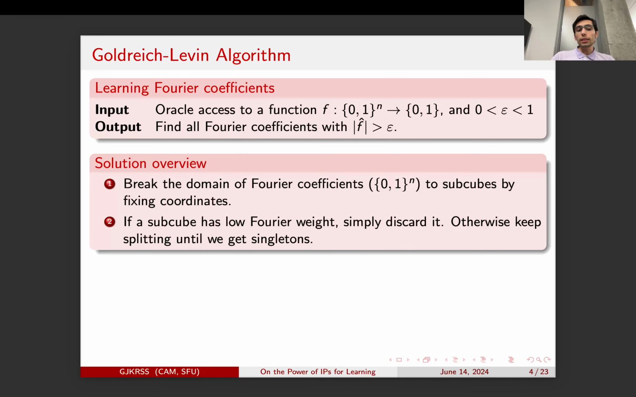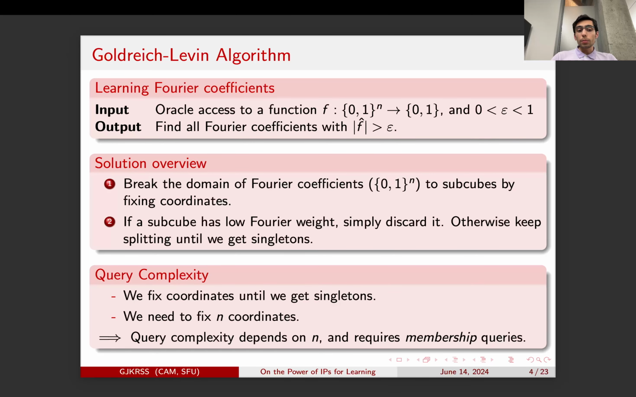What Goldreich-Levin does is that it breaks the domain of Fourier coefficients into subcubes by fixing coordinates. And if a subcube has low Fourier weight, we simply discard it. Otherwise, we keep splitting it until we get singletons. And these singletons will correspond to the high Fourier coefficients. So to get to singletons, we need to fix n coordinates, and therefore the query complexity will depend on n. And also it requires membership queries.